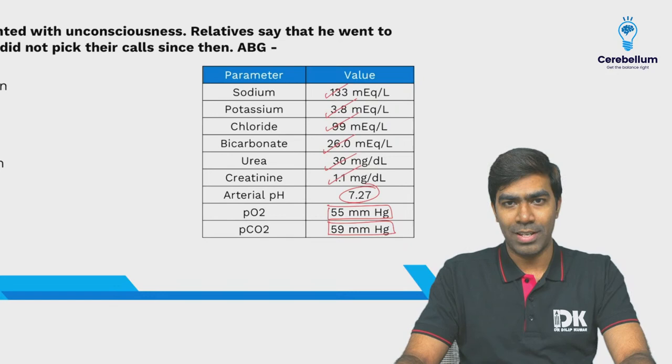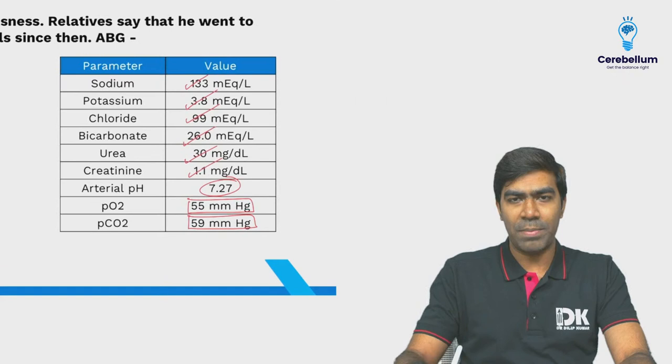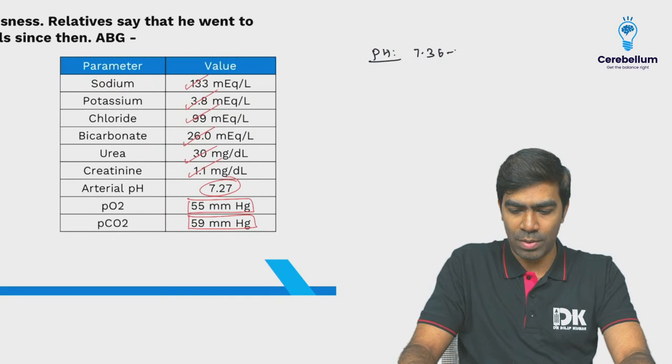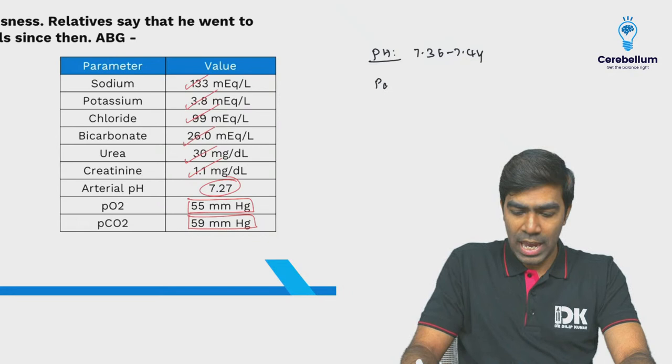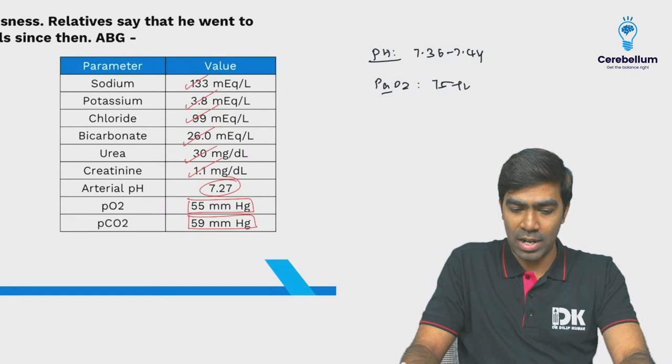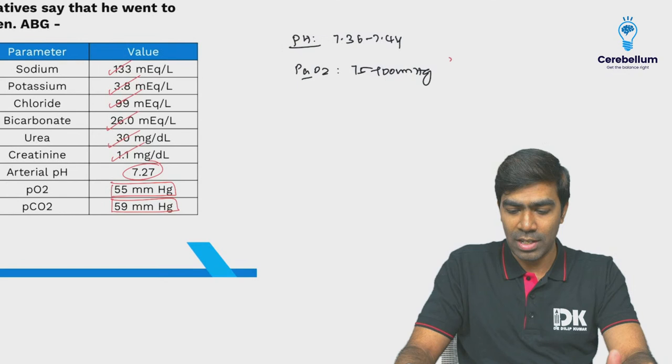Before that, let me tell you the normal values quickly. What is the normal pH? It's going to be 7.36 to 7.44. What's going to be the normal PaO2, the partial pressure of arterial oxygen? That's going to be somewhere around 75 to 100 millimeters of mercury. But everyone has to know what is going to be the critical PaO2. What do you mean by critical? Critical PaO2.